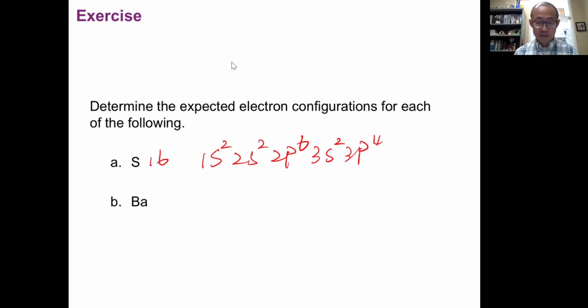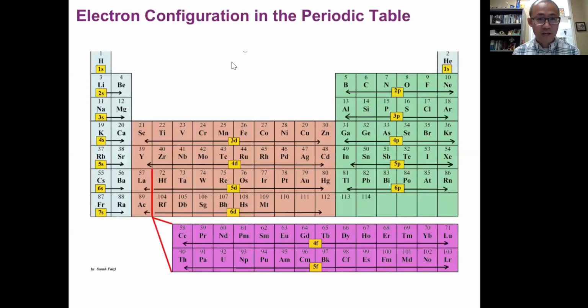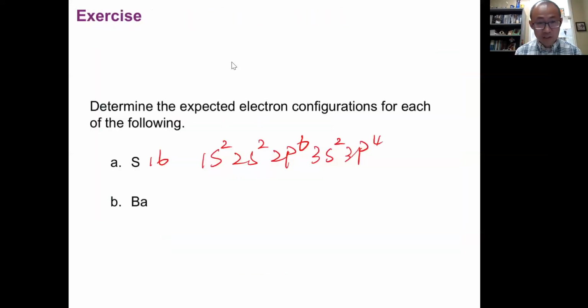And the second element, barium. Let's take a look at the periodic table very quickly. Barium is element 56. So barium has 56 electrons. We're going to fill all these electrons in the order of subshells. Please follow me. 1s2, 2s2, 2p6. That's 10 now. We have a long way to go.